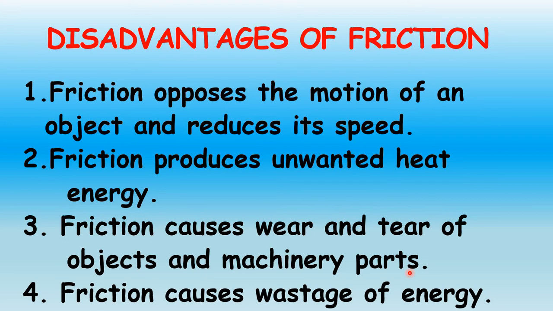The treadings on the tires will disappear after 4 or 5 years. That is why we have to change the tires after 5-6 years. Otherwise the tires will become smooth and the vehicle may skid because there won't be any friction between the tires and the road. Chances are there the vehicle may skid. Fourth point, friction causes wastage of energy. Actually, the second point and fourth point can be connected. When there is unwanted heat energy produced, the useful energy is wasted in the form of heat.